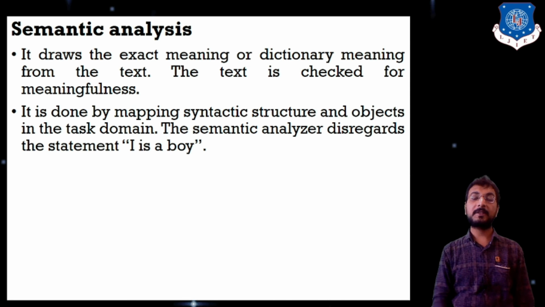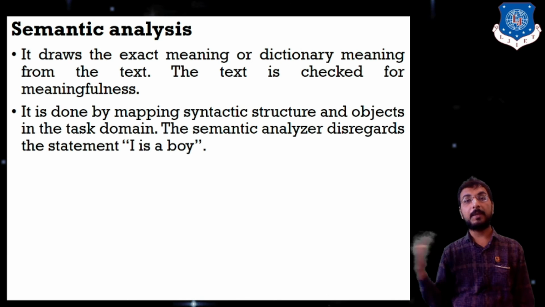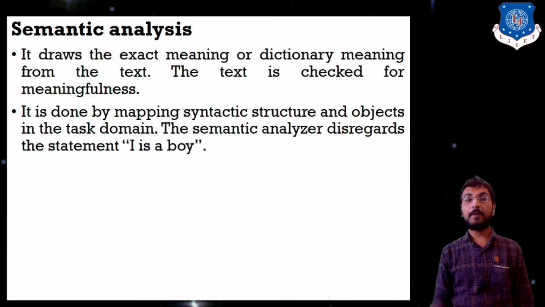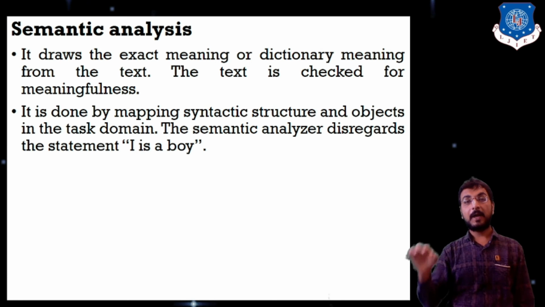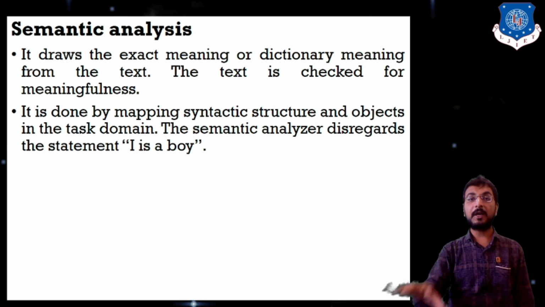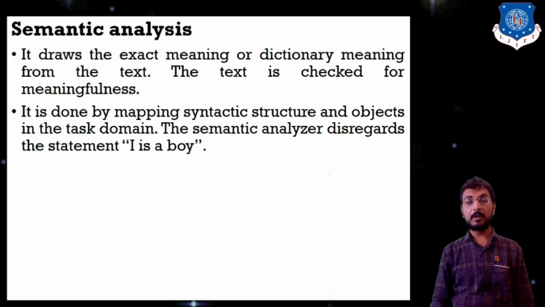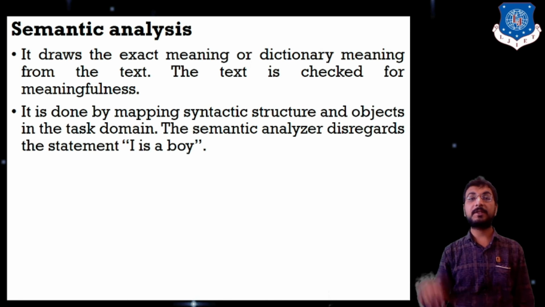For example, let's say I say I am writing a table, then I am talking about the table of twos: 1 2s are 2, 2 2s are 4. If I say that I am writing using a table, then I am writing something using a table as a support. So can we say that here table has two different meanings because the context has changed? So it draws the exact meaning or dictionary meaning from the text.